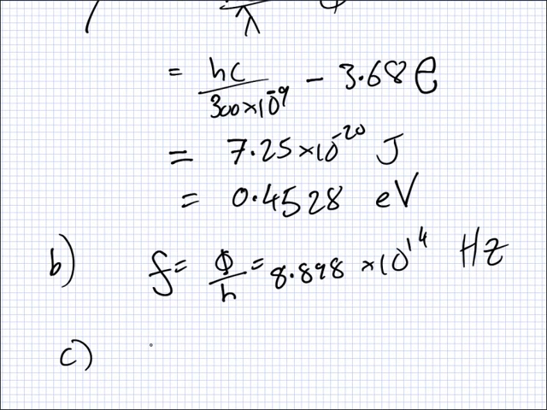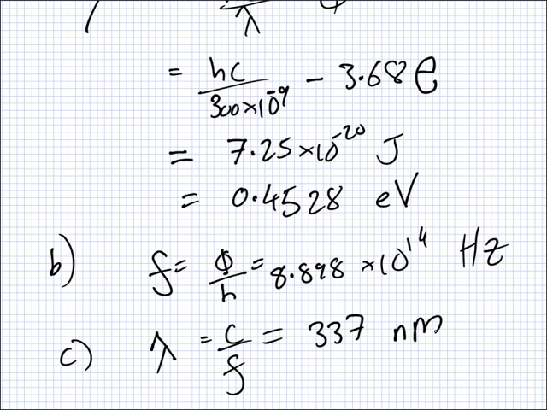C. What is the wavelength of a photon with this frequency? 337 nanometers.